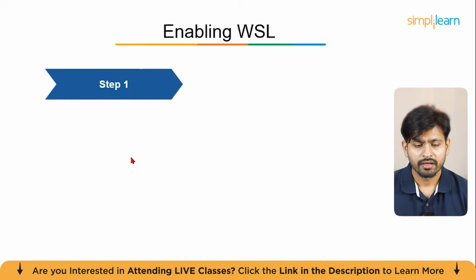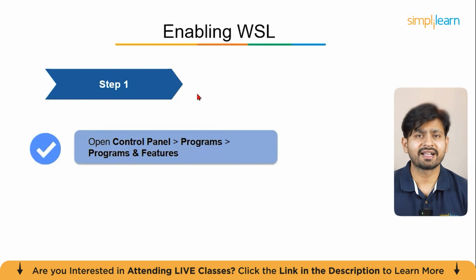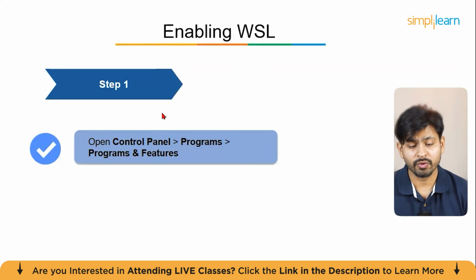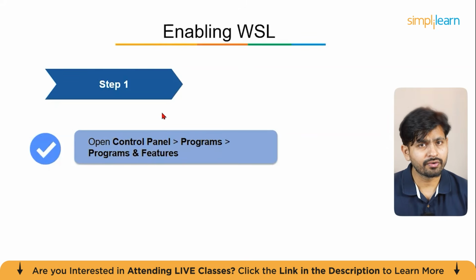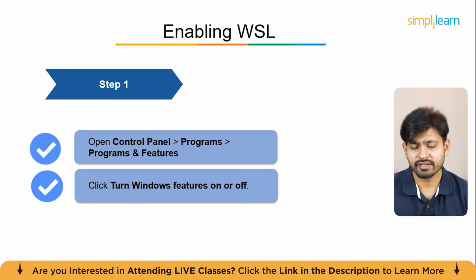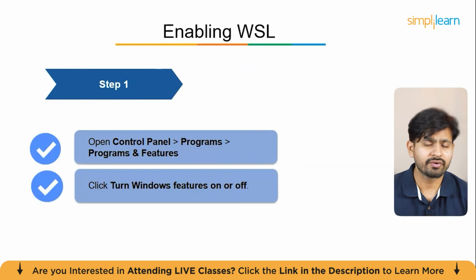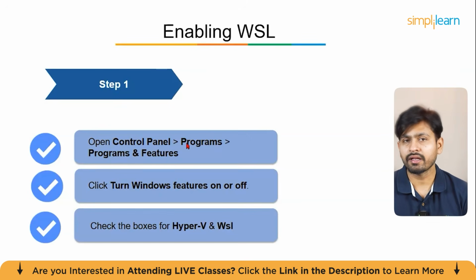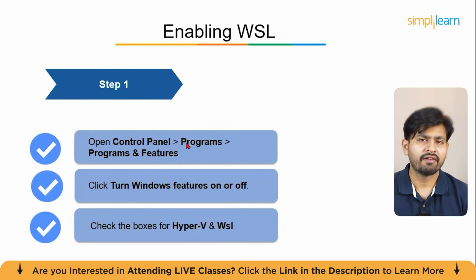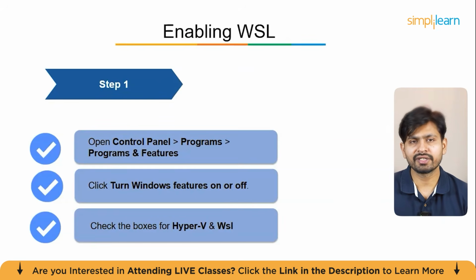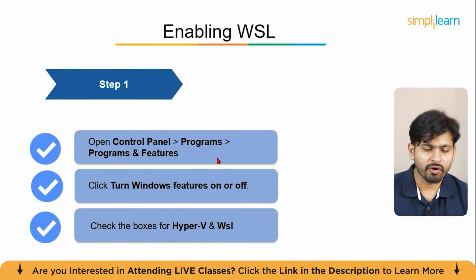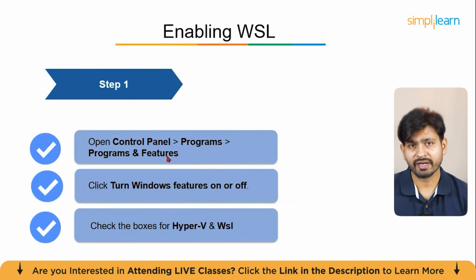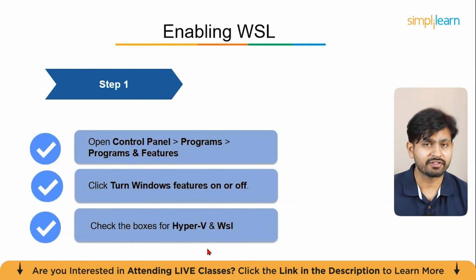Now, the second most important thing is enabling WSL. What you need to do is open your control panel, go to Programs and Features, turn Windows features on or off, and click on the checkbox for WSL. Very basic thing. You generally won't require these steps because it's a default feature available on Windows 11. But if you're using an older version, then you need to follow these respective steps.